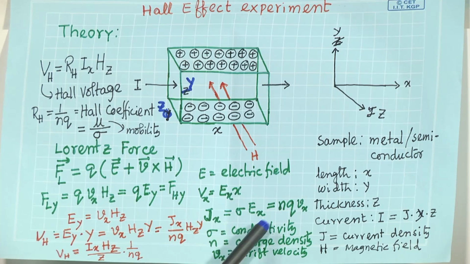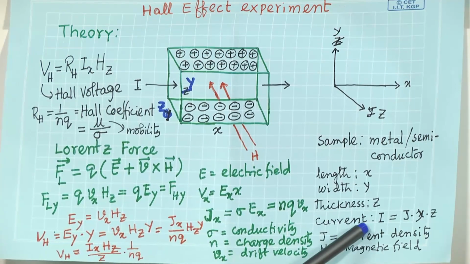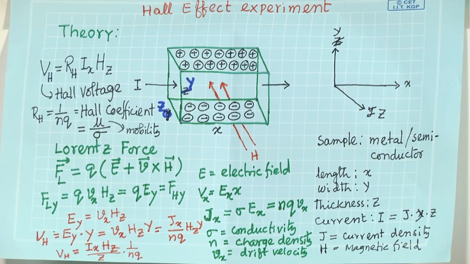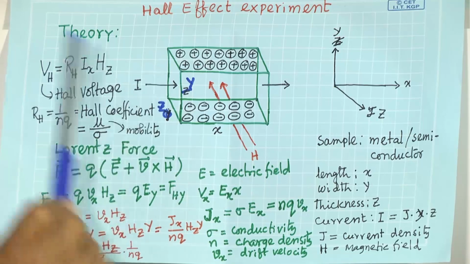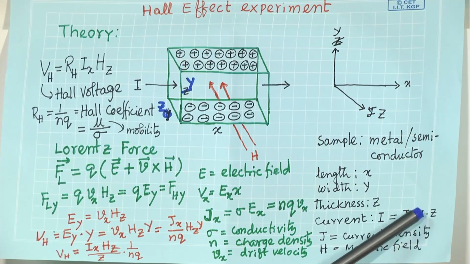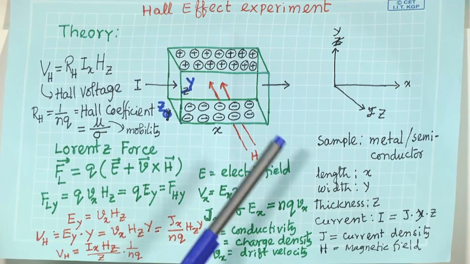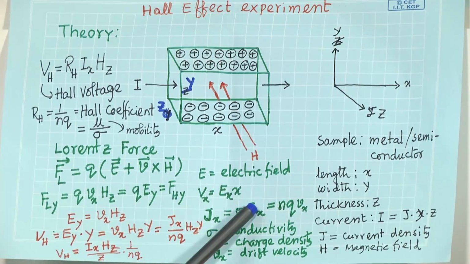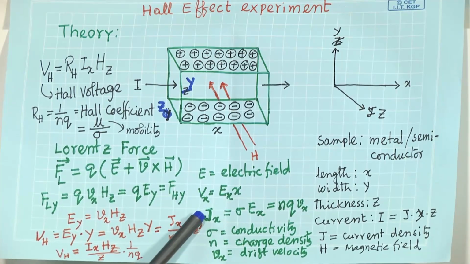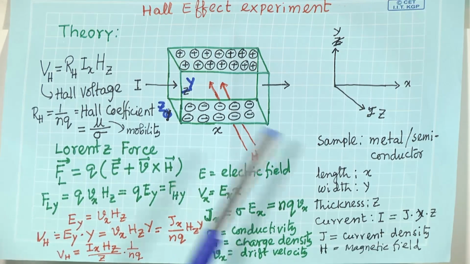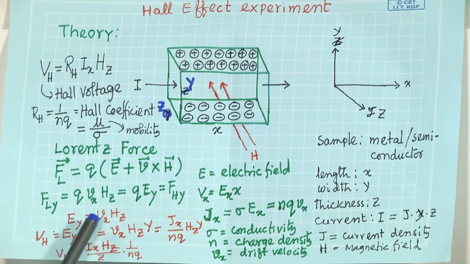From there, you can connect the current and the voltage, because current is basically current density into the cross-sectional area. In this case, the cross-sectional area is Yz. So multiplied with J, that will be current I, and voltage, you know this, is electric field into this length. So you can express this in terms of voltage and current also. So here you see this.